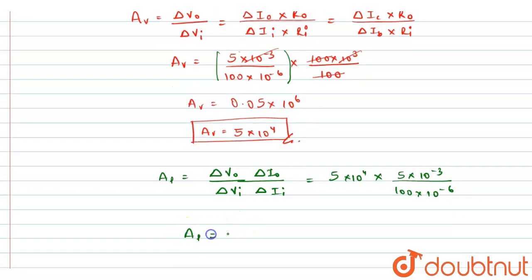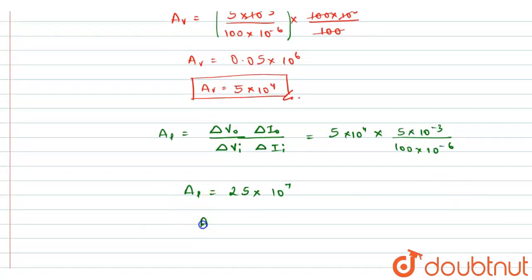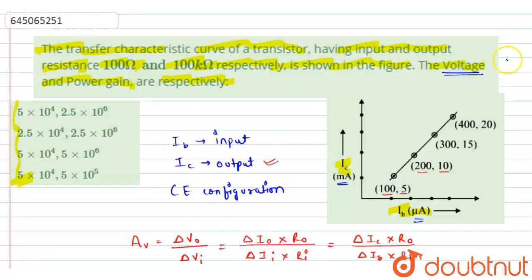So we will get power gain equals to 25 into 10 to the power 4 minus 3, that is 1, plus 6, that would be 7, so 10 to the power 7. So now we can write from here the power gain must be equal to 2.5 into 10 to the power 6. So this is the required power gain of the transistor. So from the given options A, B, C and D, option A is the correct answer.